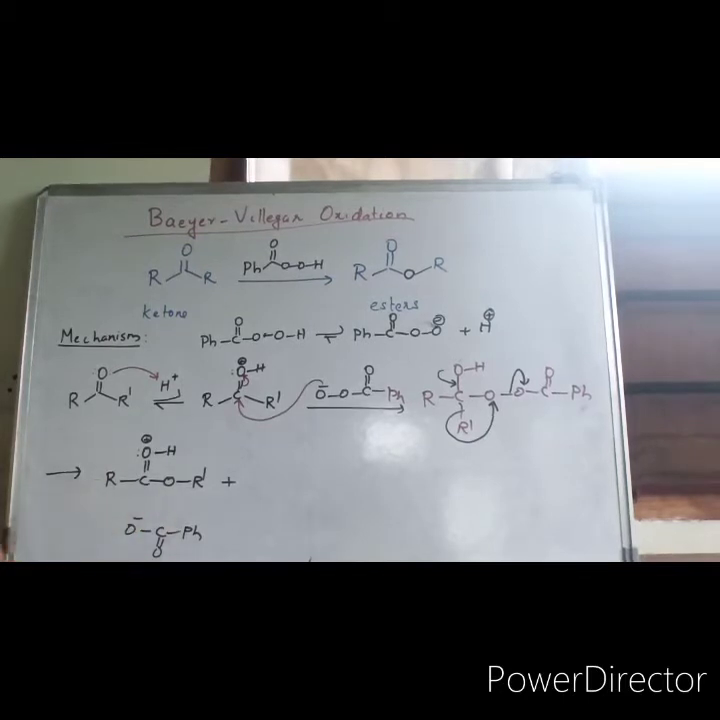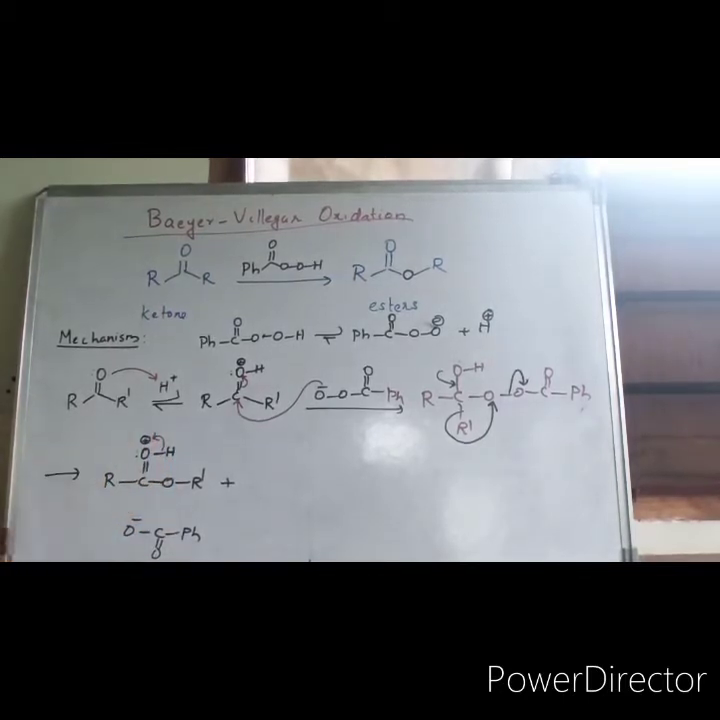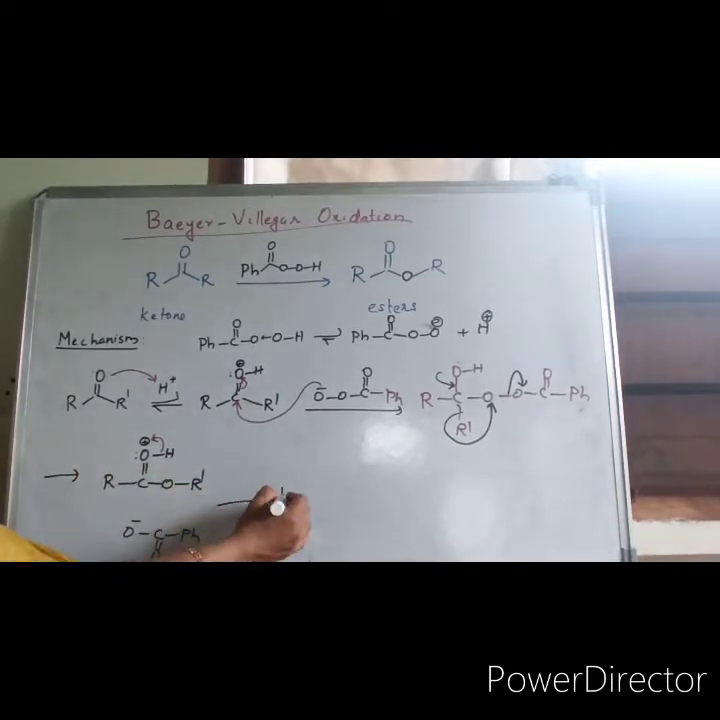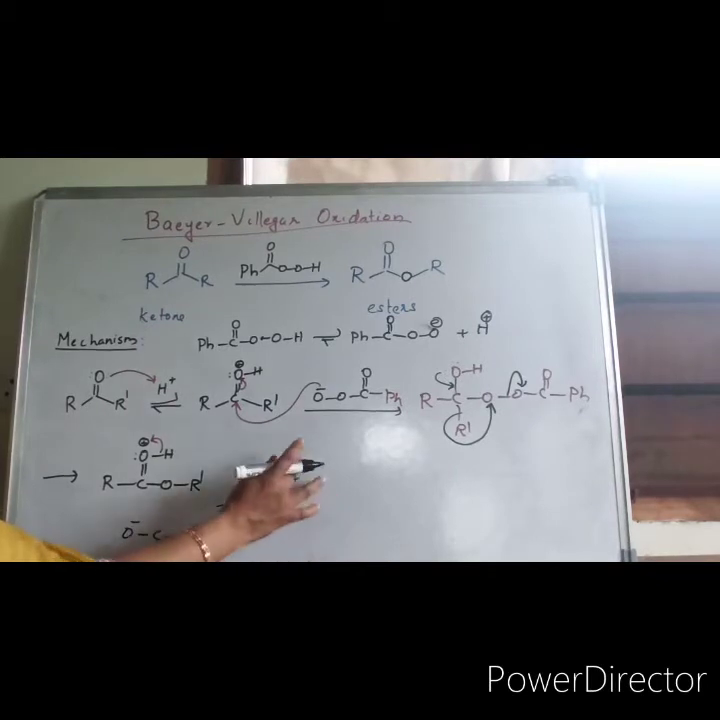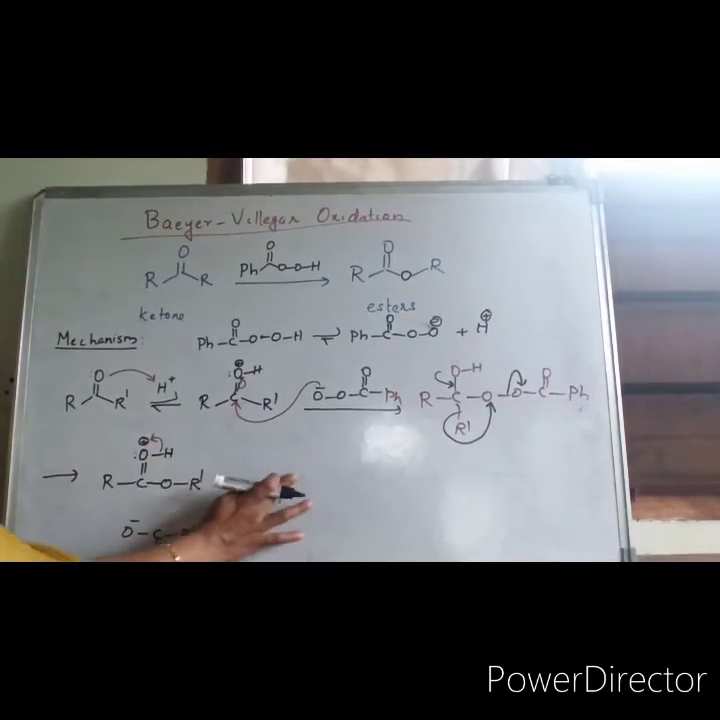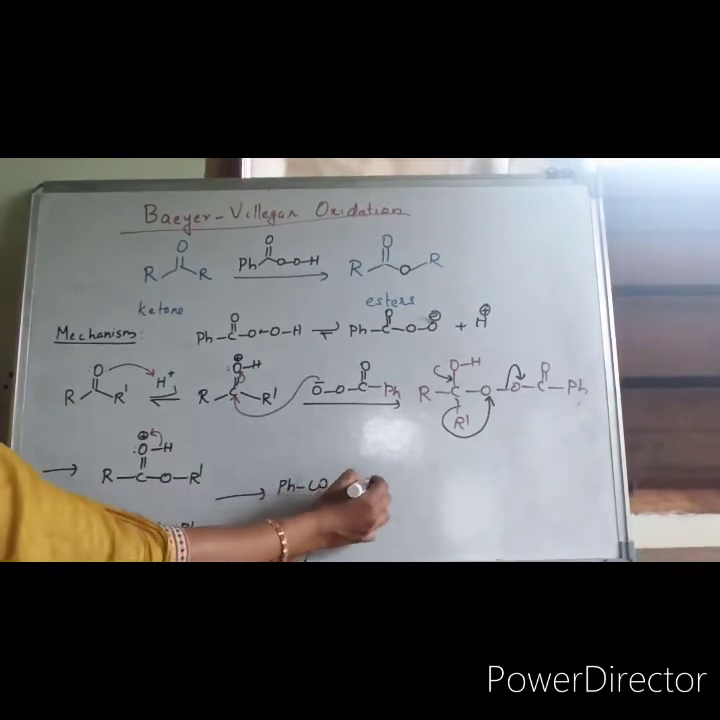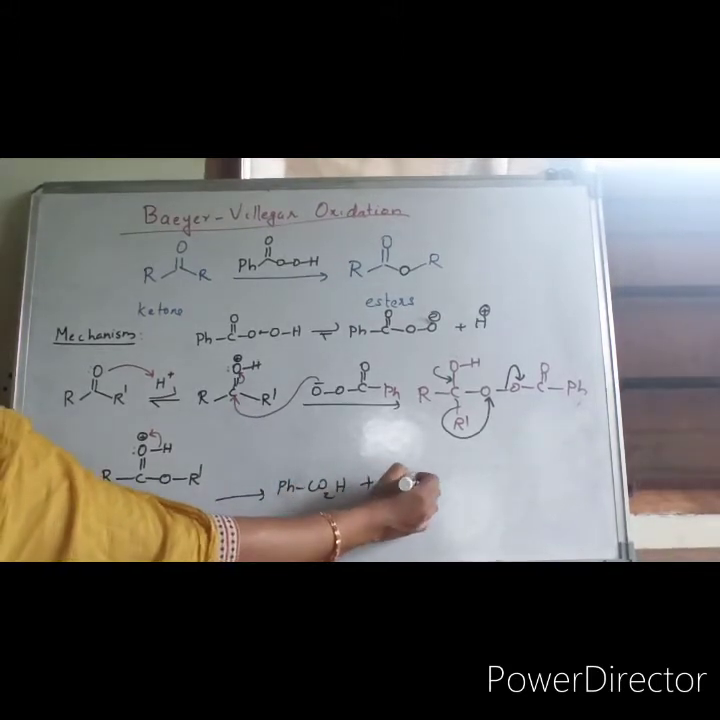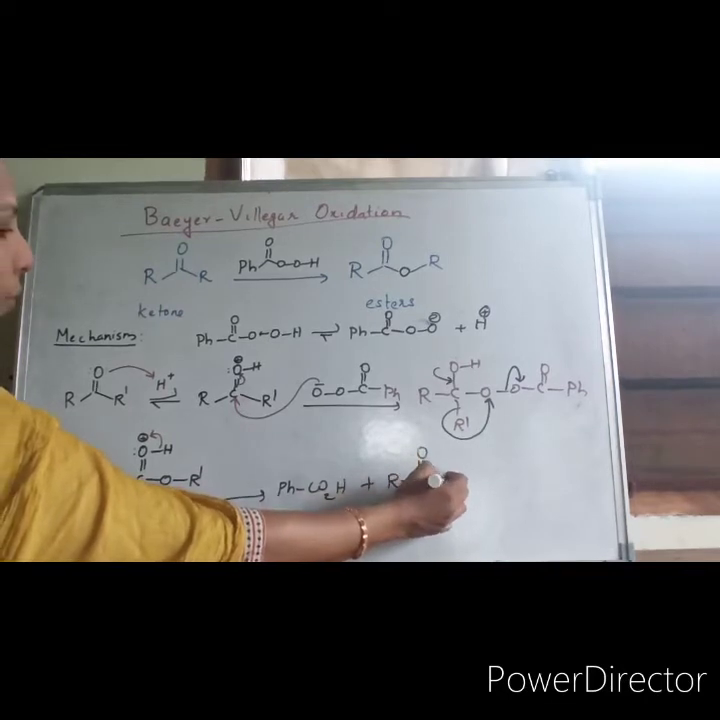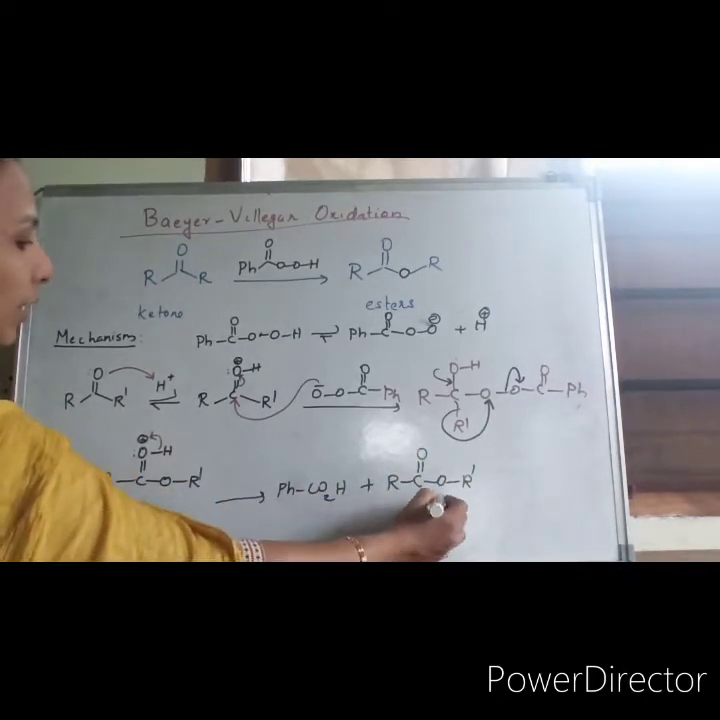Okay. So in the next step, what will happen? This proton will be leaving. So you will be getting H plus, that H plus will be combining with this one. So you can write Ph CO2H plus R C double bond O R dash. So this is the ester.